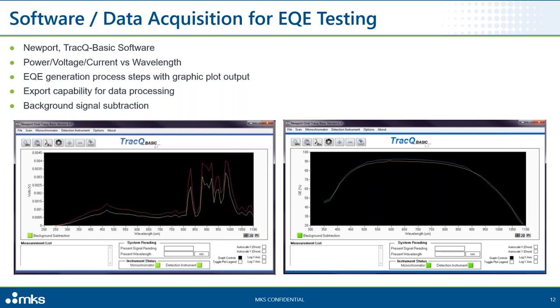You can measure power, voltage, current, and you can compare that to the wavelength. So the scan that you see on the bottom left is a scan of voltage versus, let's say, wavelength out to 1100 nanometers. The software lets you pick the wavelengths of interest. It lets you pick your incremental change in terms of how many wavelengths distance do we want to move between each sample test point. It gives you the ability to export this data. You can save it and export it into, let's say, Excel, and then you can process that.